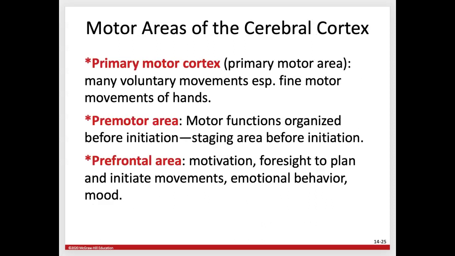The motor areas of the cerebral cortex include the primary motor cortex, also known as the primary motor area, which controls many voluntary movements, especially fine motor movements of the hands. We have the premotor area, which controls motor functions organized before initiation, basically the staging area before the actual movement. And the prefrontal area handles motivation and foresight, to plan and initiate movements, as well as emotional behavior and mood.